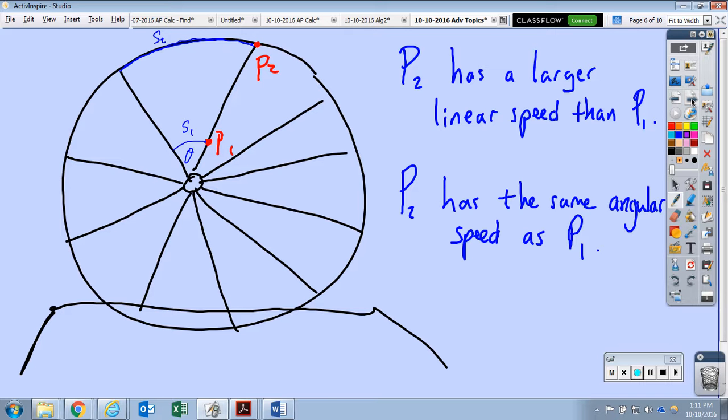So their linear speeds will be different. The outer one will always have a larger linear speed, no matter how slow or fast I'm turning, because it's covering a larger distance over the same amount of time. However, they will have the same angular speed because they're fixed on that one spoke. The rate at which their angle is changing is exactly the same, whether you're here or out here. You see that this theta is the same for both. So here's a clear distinction: point 2 has a larger linear speed than point 1, but they have the same angular speed.